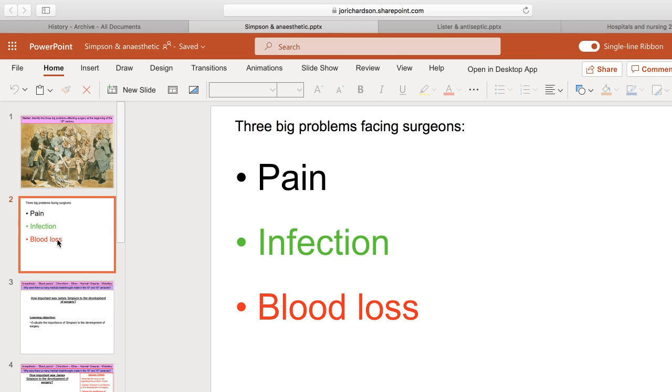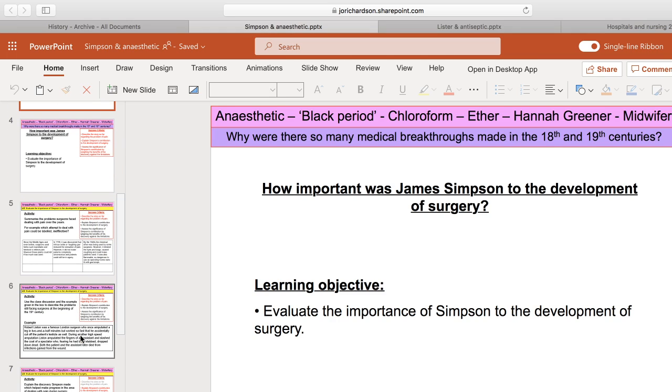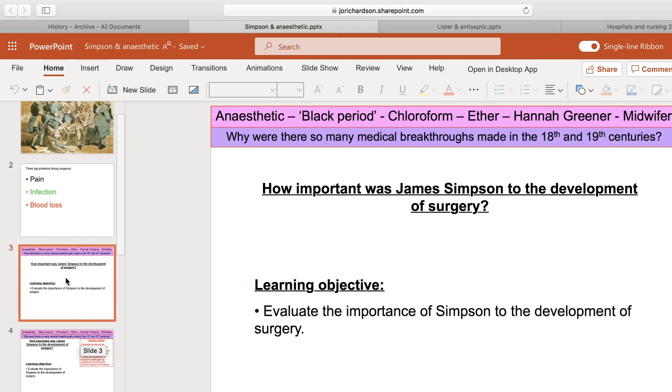So people still need to think about how they deal with people's pain, how they deal with infection, because that's one of our simple criteria we just haven't been able to tick off yet, and how they deal with blood loss. What we're looking at today is how important James Simpson was to the development of surgery. Like I said, when you see James Simpson, you remember sleep.